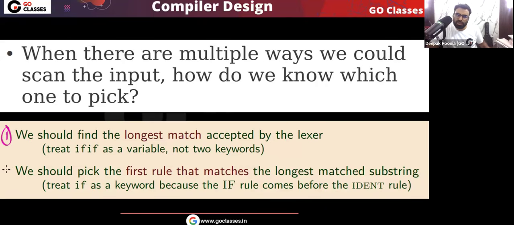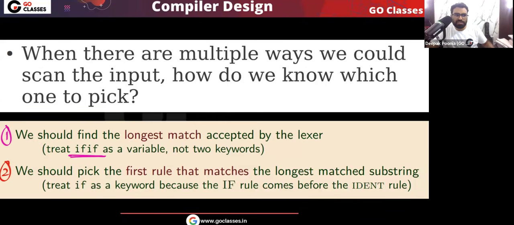After the longest match, if there is a tie, meaning even with the longest match multiple regular expressions are matching, then we will pick the first rule that is matching. That means the highest priority rule that is matching is what we will pick. Very simple. I hope you understood.